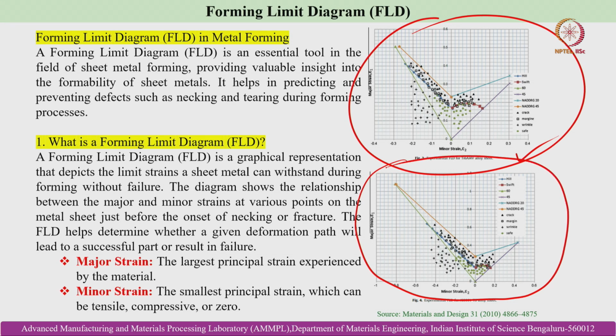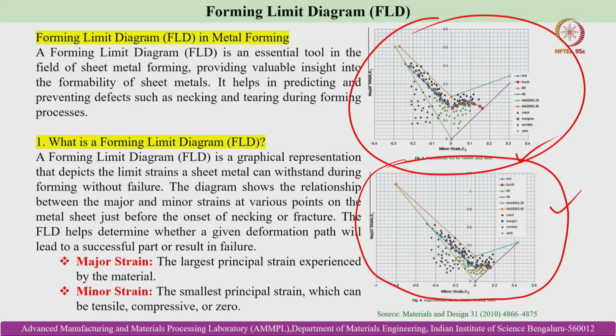You see that at the right side of the origin, if the minor strain values go beyond a safe limit, it causes crack formation, and on the left side, if it is lesser than a certain value, then it causes wrinkles in the sheet metal. Similarly, it is true in the case of both the aluminum alloy and the titanium alloy.